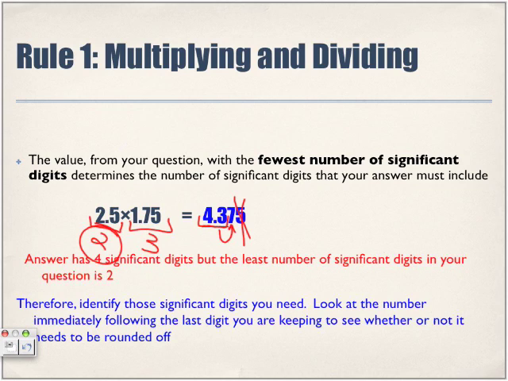Because it's a 5 or greater, our answer can either be 4.3 or 4.4. But because that number right after the 4.3 is a 5 or greater, the number gets rounded up to 4.4. Okay?